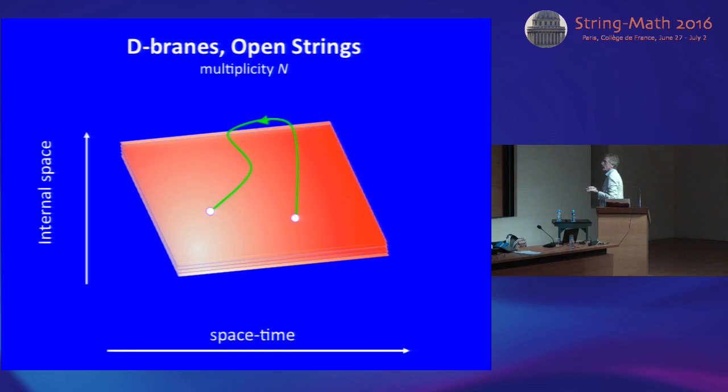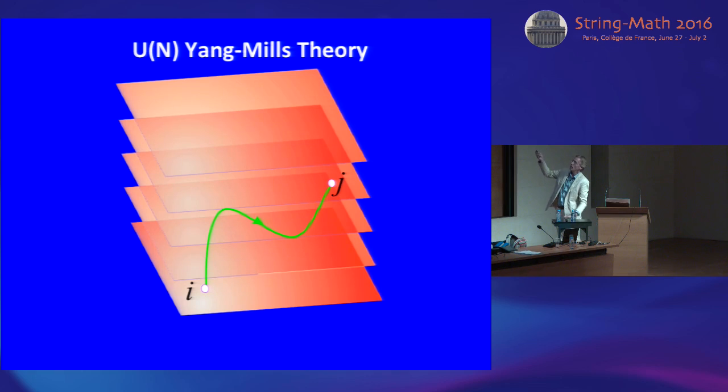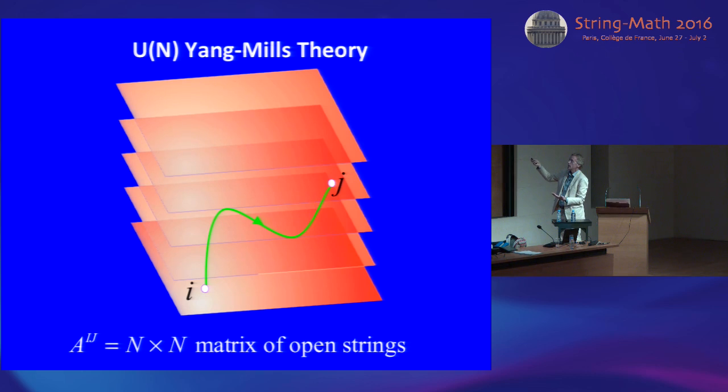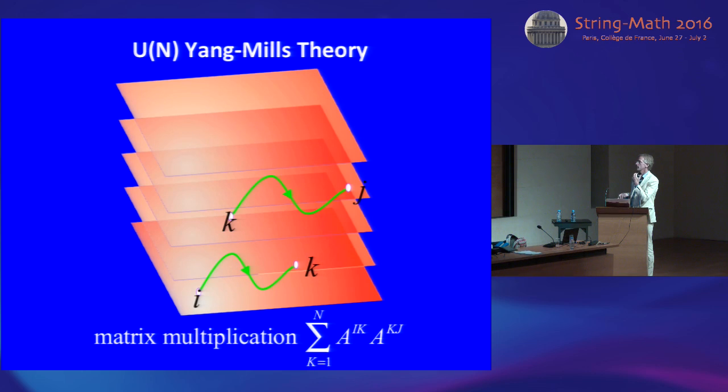And these branes can have a certain multiplicity. That is to say, you can have n of them. And if you pull them apart, these strings can begin at one and end at another. That is to say, the strings naturally become non-abelian. They take the shape of an n by n matrix. So matrix multiplication is very obvious from the brane point of view. And in fact, you can just see that the way these open strings interact is just through matrix multiplication.